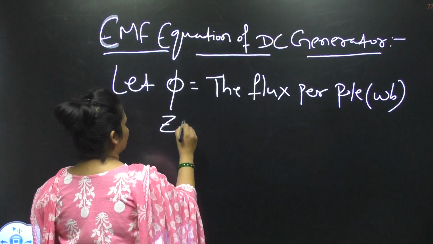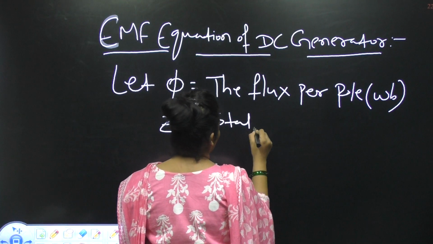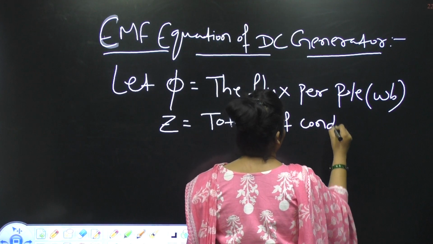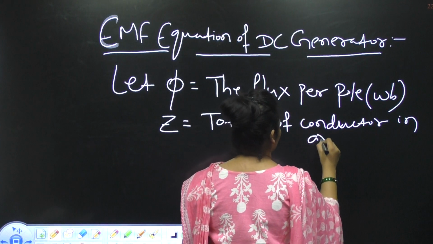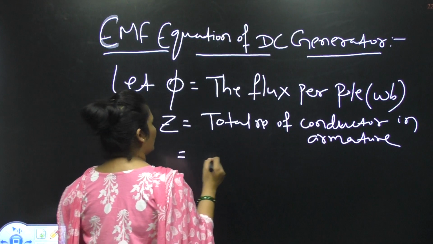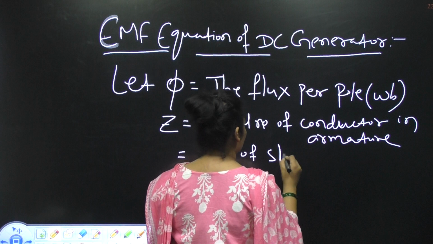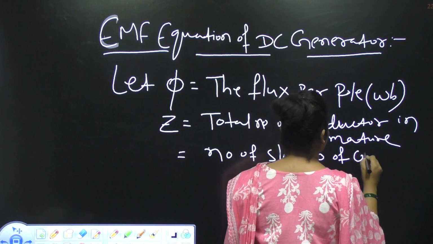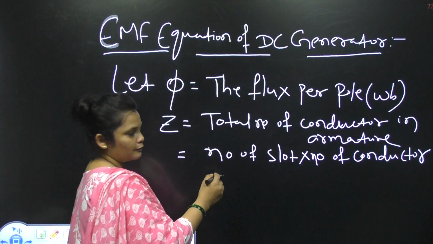Then Z is the total number of conductors in armature. It can be written in another way, that is, number of slots into number of conductors. You can write it in this manner.